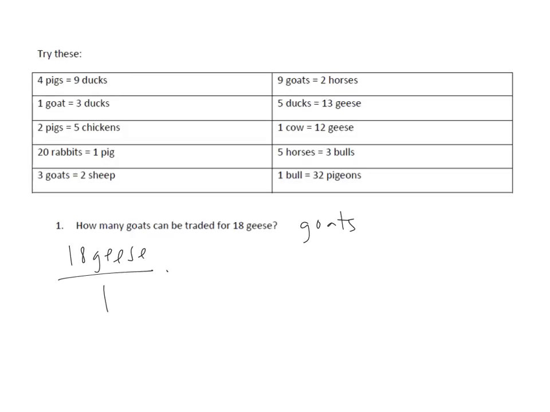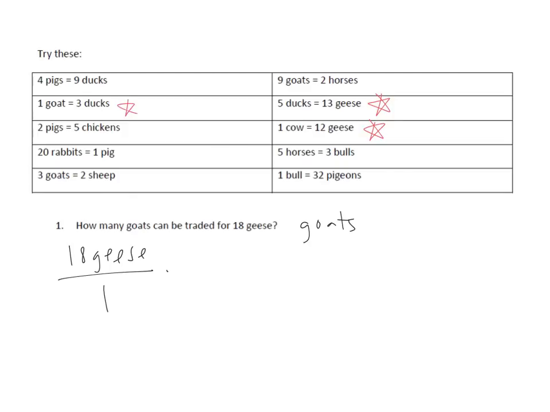Now I want to cancel out geese. So I'm just going to look up at my table and see where I actually see geese. I see geese here, and that's about it. So I either need to go from geese to cows or geese to ducks. Well, let's then look ahead. I need to then get to goats. So let's see if ducks or cows can then get to goats.